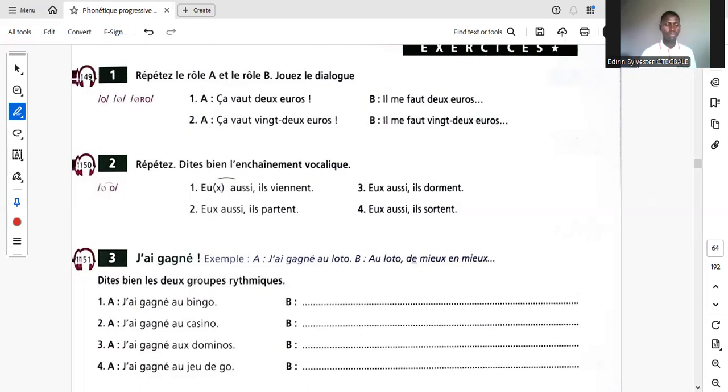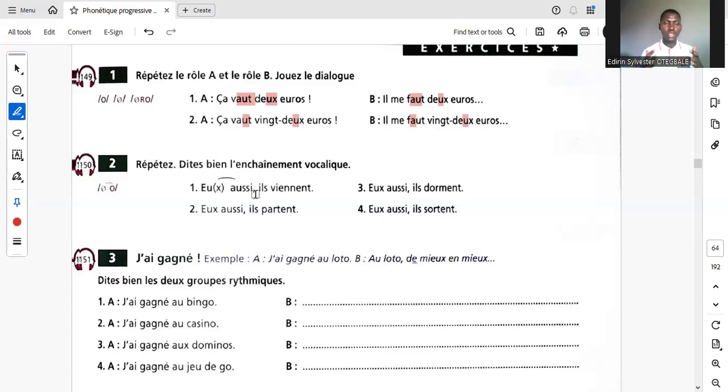Leçon 18. Chevaux, cheveux. Exercice 1. 1. Ça vaut 2 €. Il me faut 2 euros. OK? 2. Ça vaut 22 €. Il me faut 22 euros.